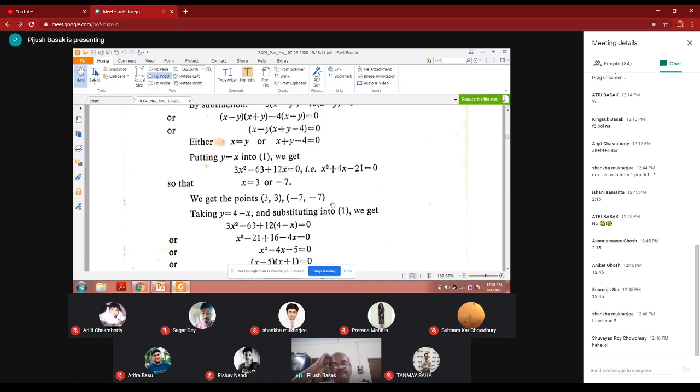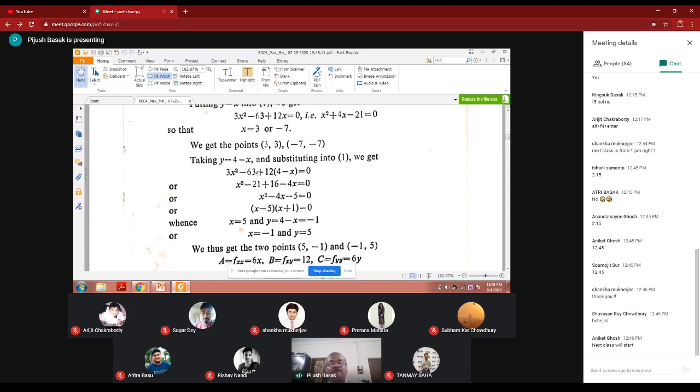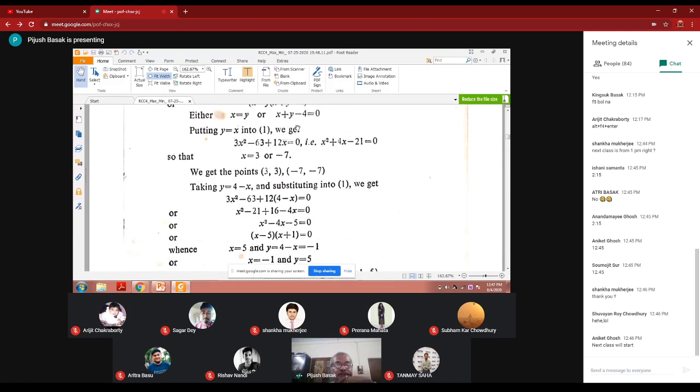Right. Now check whether at these 2 points maximum or minimum are there. So taking y is equal to 4 minus x, because I have not assumed anything, x plus y is equal to minus 4. So I can just take y is equal to 4 minus x, and substitute in 1. We get this. So this yields x is equal to 5 and y is equal to minus 1, or this.